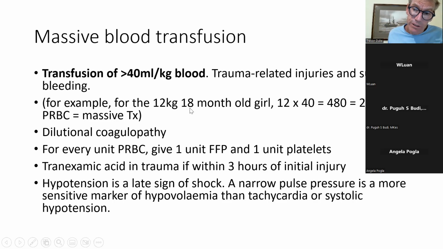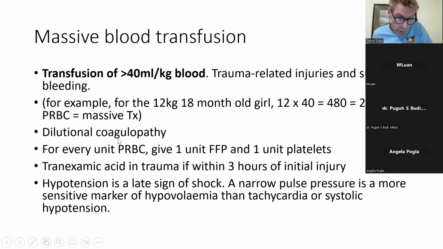So for example, that 12-kilogram 18-month-old child, if she needed 40 mils of packed red blood cells per kilogram, that would be 480 mils, which is twice what we were giving her before. If she had a form of severe hemorrhagic hypovolemia and anemia, that's 2 units of blood. That would be a massive transfusion in this child, and again 40 mils per kilo of blood.